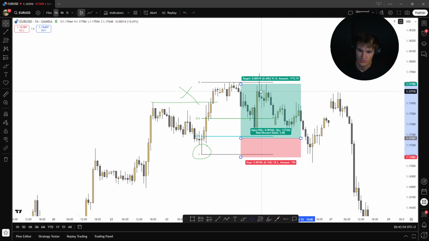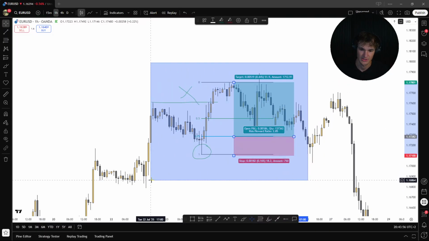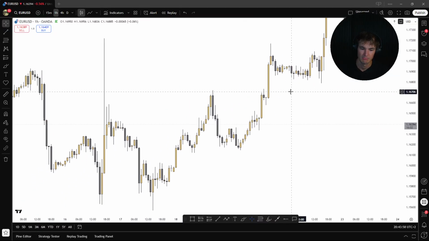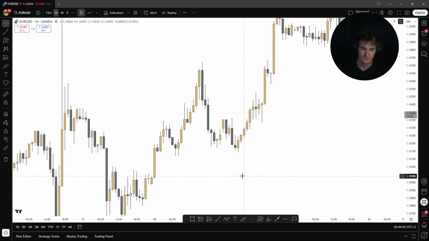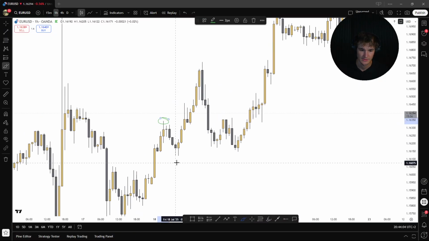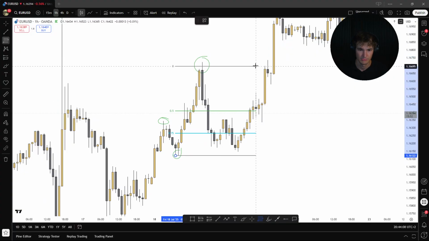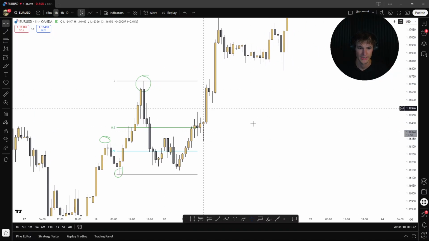Now this trade would have been what we call a missed trade because it got close to our entry but never actually fully hit it. This trade, however, we have a high, a low, a higher high. Let's do the same thing. Boom, there you go. And that would be a winning trade.